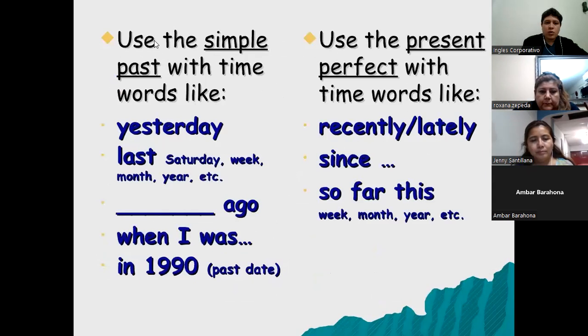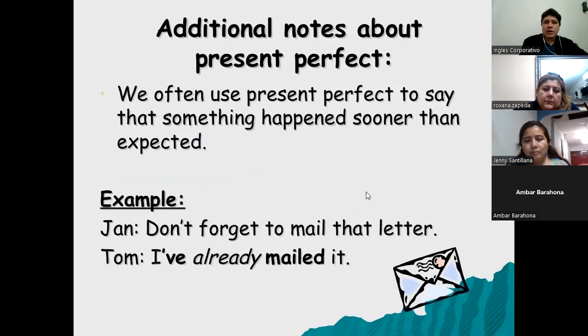Now, let's see. We use the simple past with time words like, ¿ok? Ocupamos el simple past, ¿ok? Estas palabras. Utilizamos yesterday, last Saturday, last week, last month, last year, etc., right? Like this one. También ocupamos ago. Okay, o damos una específica fecha, right? Pero en el present perfect, nosotros utilizamos palabras como recently, lately, since, so far, this, for, remember, week, month, year, etc., right?